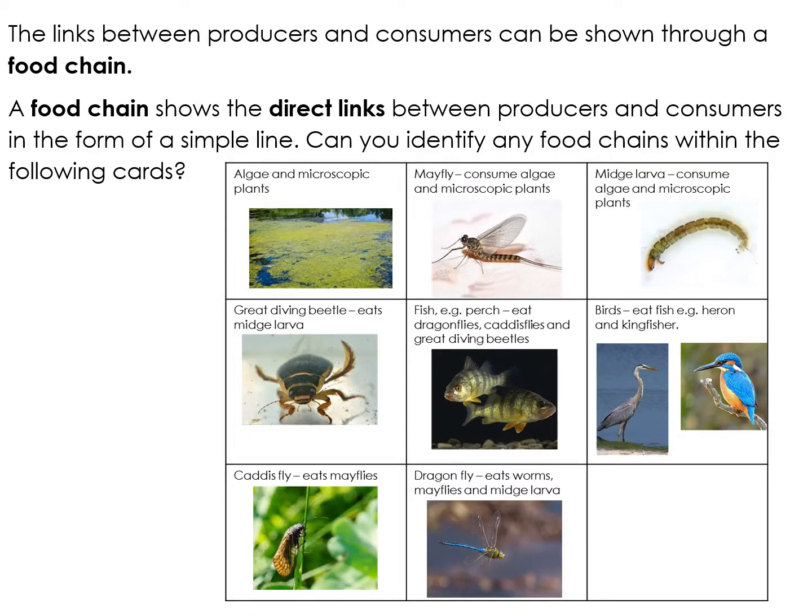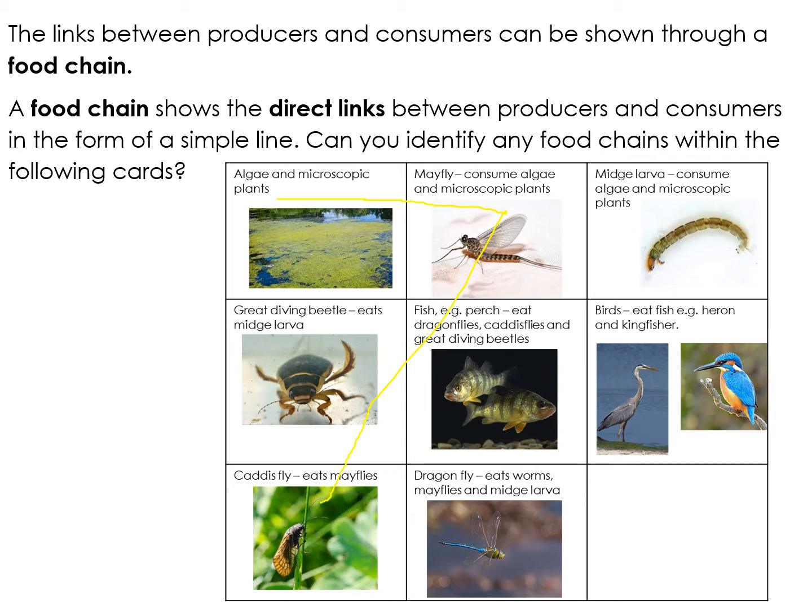The links between producers and consumers can be shown through a food chain. So a food chain is a series of lines that shows what is eaten by whom. Now pause this PowerPoint and see if you can find a food chain in this pond ecosystem. Now in this pond there is only one producer, so this is where we start. We start with the algae and the microscopic plants. So what eats them? Well, they're eaten by mayfly. What eats the mayfly? The caddisfly eats the mayfly.